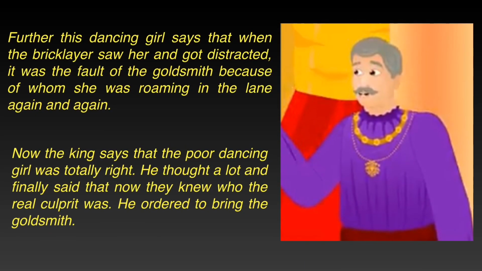Further, this dancing girl says that when the bricklayer saw her and got distracted, it was the fault of the goldsmith, because of whom she was roaming in the lane again and again. Now the king says that the poor dancing girl was totally right. He thought a lot and finally said that now they knew who the real culprit was. He ordered them to bring the goldsmith.